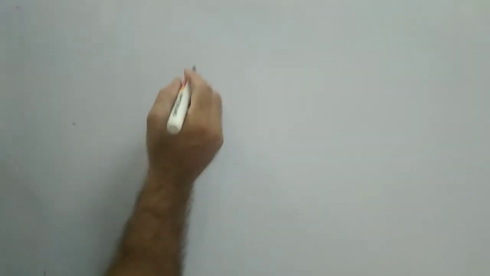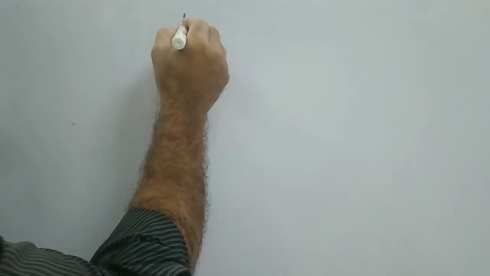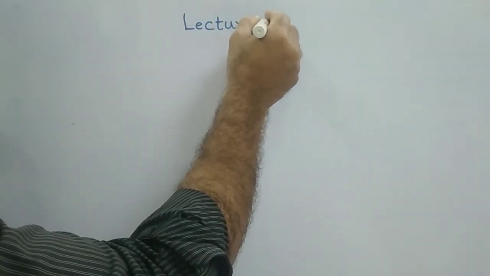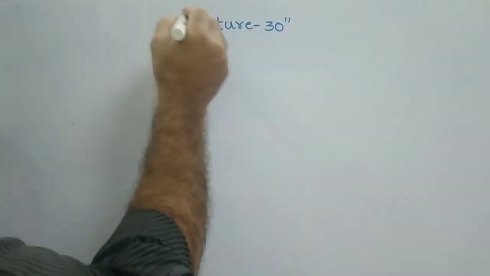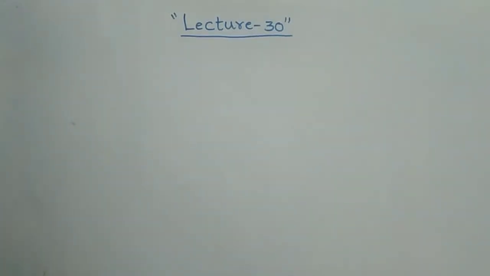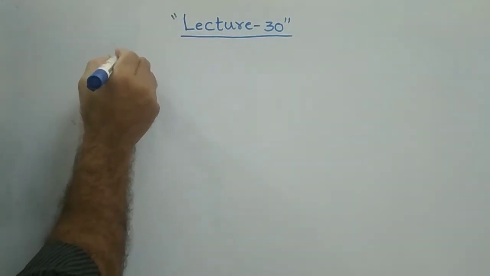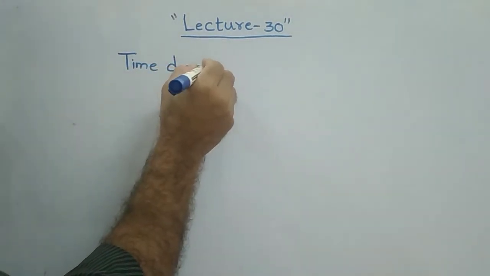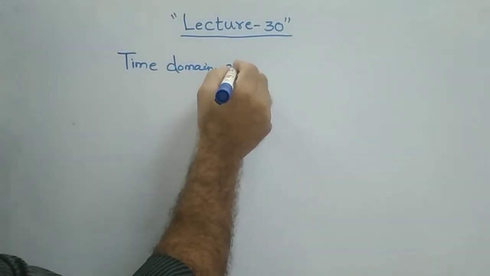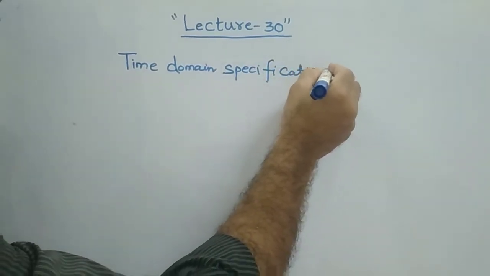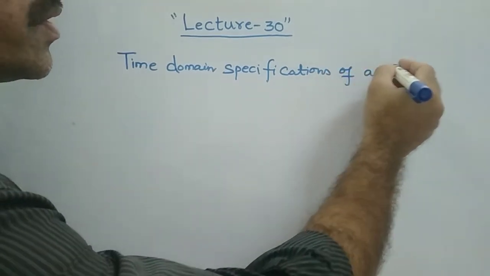Today we'll see lecture number 30. We'll start lecture number 30, in which I am going to explain to you the time domain specifications of a second order system.